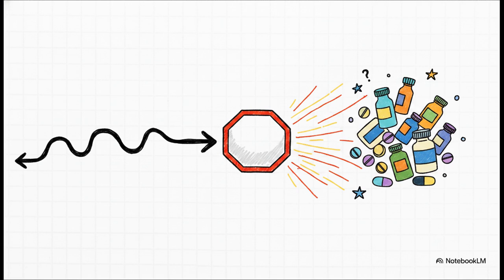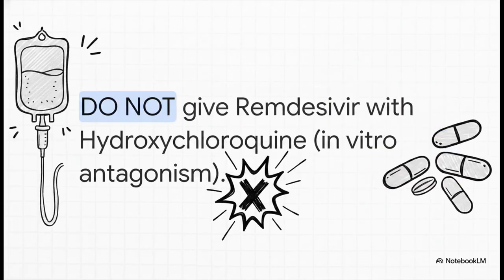You must immediately dose adjust or completely avoid co-administering with statins, immunosuppressants like tacrolimus and sirolimus, and colchicine. Ignoring this can lead to severe toxicity. And finally, if your patient is hospitalized and on oxygen, they're probably getting IV remdesivir, an RNA-dependent RNA polymerase inhibitor. Here is a quick, high-yield pharmacology interaction.